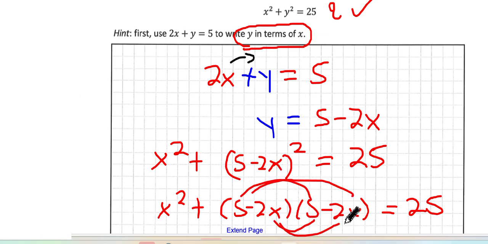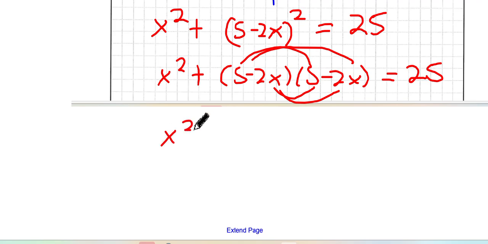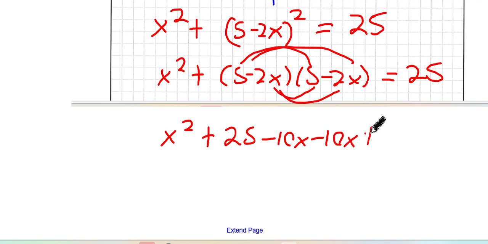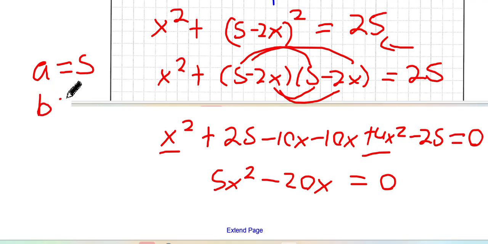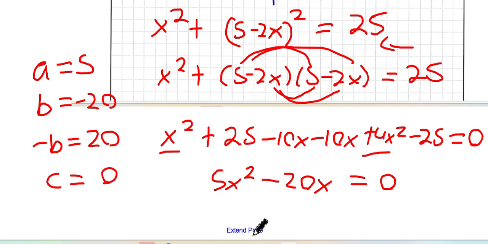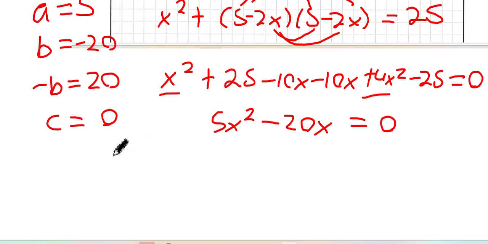Yeah, you multiply it out and then you get a quadratic equation. So if you multiply it out, you get 25 minus 10x minus another 10x plus 4x squared. You bring this 25 to the left. And then, actually, I'll get you guys to do this for me now. So you're going to get x squared plus 4x squared is 5x squared. Now guys, I want you to do this for me, okay? So we have an a value of 5, a b value of minus 20, a minus b value of plus 20, and a c value of 0. And we're all doing the minus b formula.